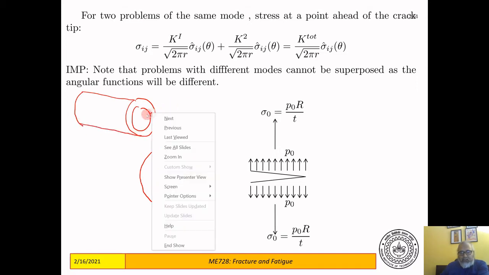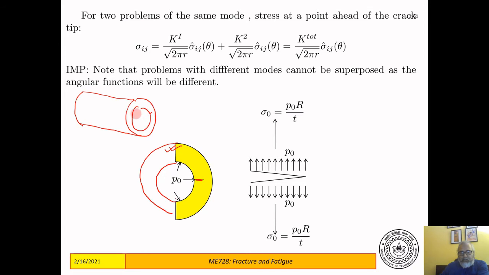There is a crack here that runs along the cylinder. Okay, this is the crack, and this crack is shown here. Now there are two contributions to this crack. This is a mode 1 crack, firstly because there is a hoop stress on the cylinder walls.